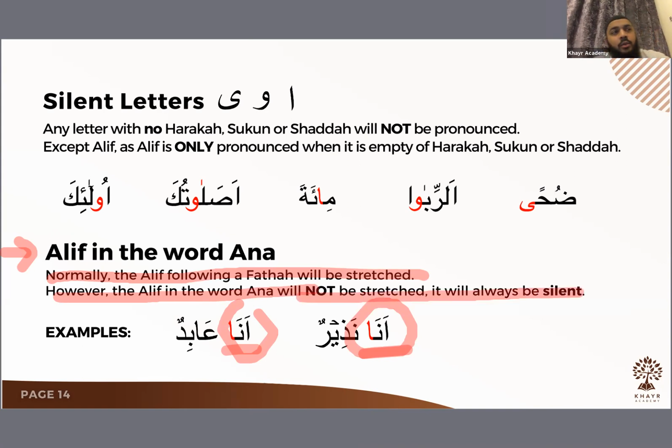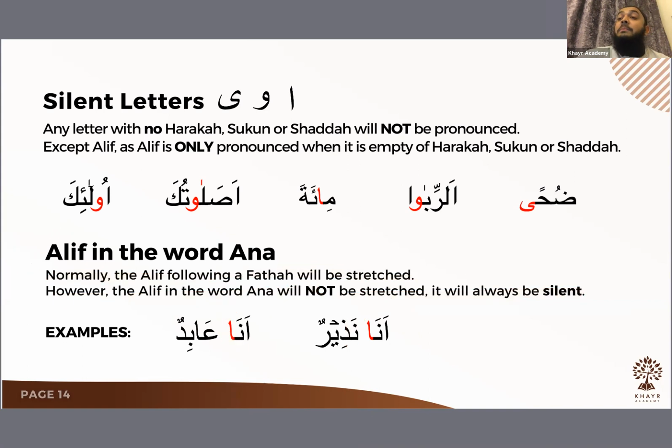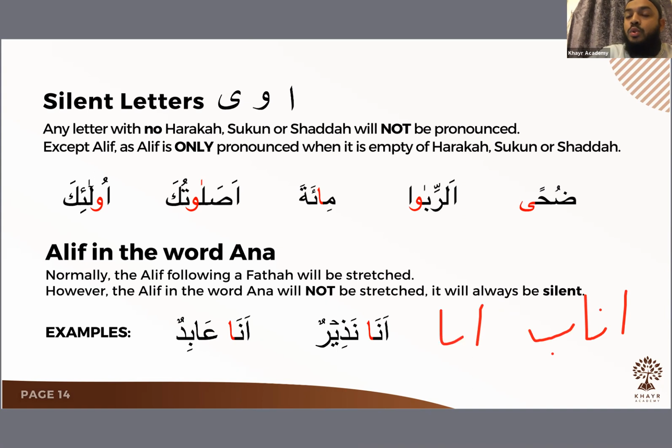Okay, there are 4 places in the Quran where the word ana, you will stretch it, but in those 4 places ana doesn't mean me. It's just that the word ana is in the middle of a verse. I'm just going to show it to you now, and next week inshallah I'm going to find exactly where in the Quran. The first one is anaba. The second one is anabu, and the third one is ana mila.